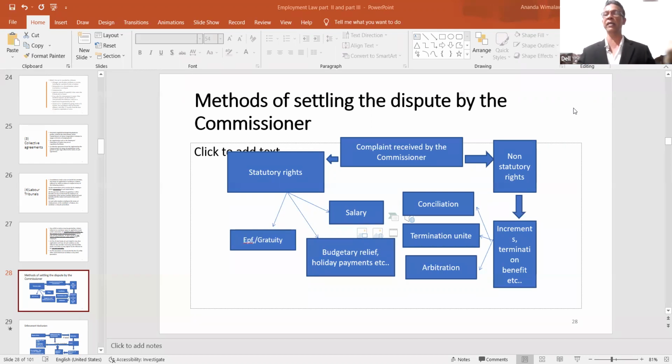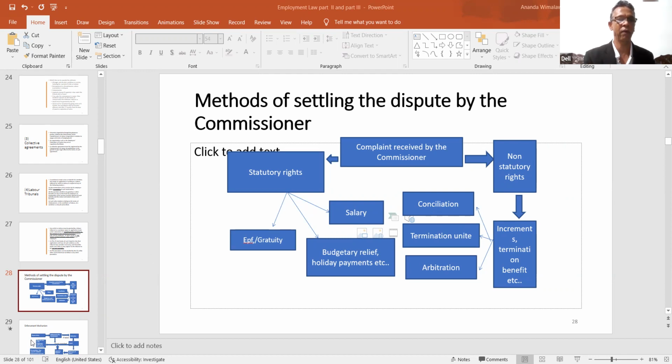So there are some disputes which are not violations of statutory rights. For example, increments have not been given. Increment is not a statutory right. Bonus has not been given. Salary increment has not been given. Attendance incentives have not been given. Those are non-statutory, what we call interest-based disputes. These are the actual disputes that we must address according to the provisions of the Industrial Dispute Act. So conciliation, arbitration, labor tribunal, et cetera.